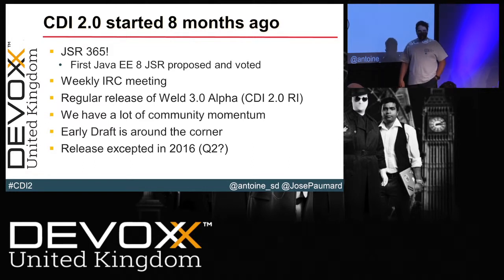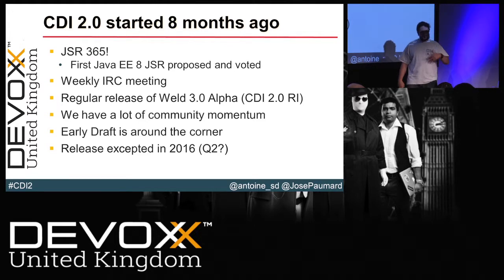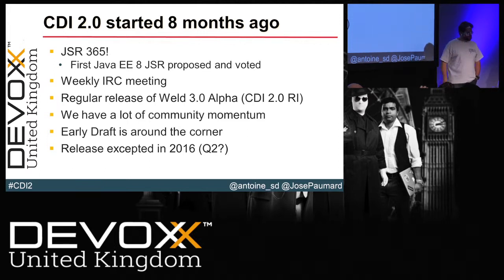The people working on the reference implementation, which would be JBoss Weld, are releasing on a regular basis alpha versions of this implementation. Until now, it was more for testing ideas and seeing how we can take advantage of Java 8 stuff and so on. We have a lot of community momentum, so a lot of people not coming from the expert group asking questions, giving feedback, giving ideas and so on. So it's quite cool, and we'd like to see that continue.